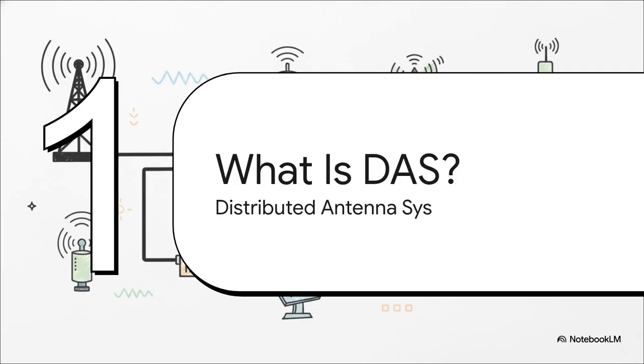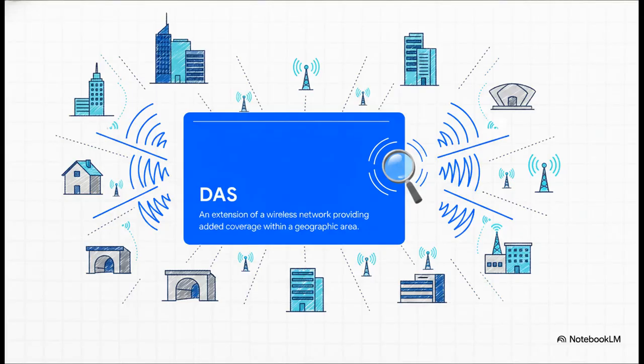That brings us to Section 2. What is DAS? Enter our technological hero, DAS, or Distributed Antenna System. Simply put, it's an incredibly effective extension of a wireless network. It's designed to provide added coverage, capacity, or both within a specific geographic area or structure. It is basically the infrastructure that brings the network indoors, seamlessly blanketing the area with connectivity.